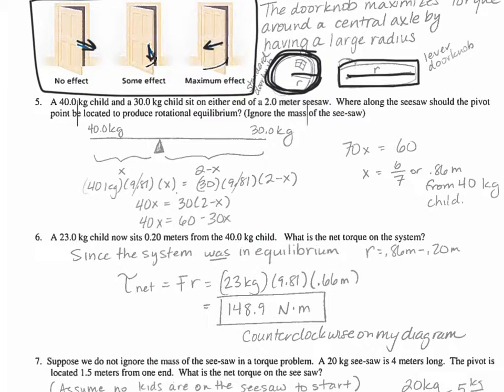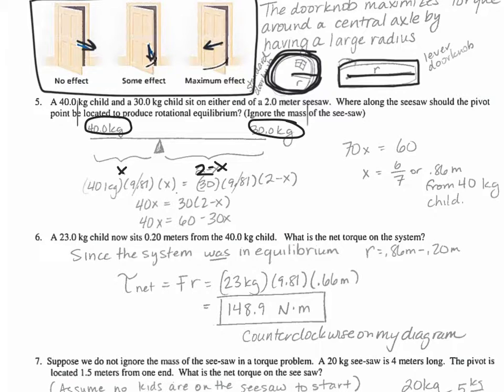Okay, so first I'm going to draw a picture. I've got my 40-kilogram kid over here, and the 30-kilogram kid over here. I'm going to call the distance on the left x, and the distance on the right 2 minus x, because the entire length of the seesaw is 2 meters. We've seen this technique before. And then I'm going to use equilibrium to solve this.